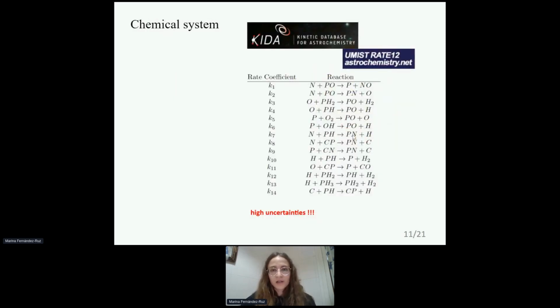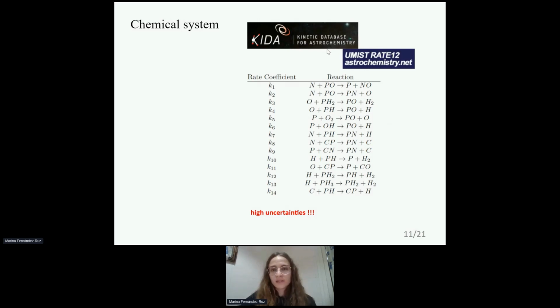So this is the starting point of our model. We have a set of 14 chemical reactions. They all contain phosphorus and neutral molecules. And they all have a rate coefficient. The rate coefficient that I said before is basically the velocity of the reaction.